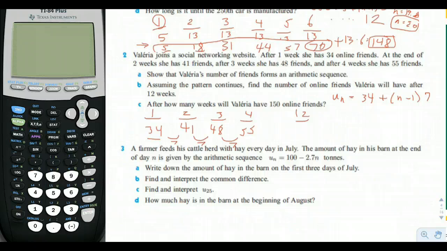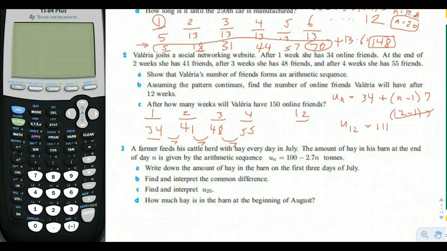So after 12 weeks, we would put 12 in for n, and that would be 12 minus 1 times 7, it would be 11 times 7, which would be 77. Oops, not 777. It would be 34 plus 77. So it would be 111. So U12 would be 111.